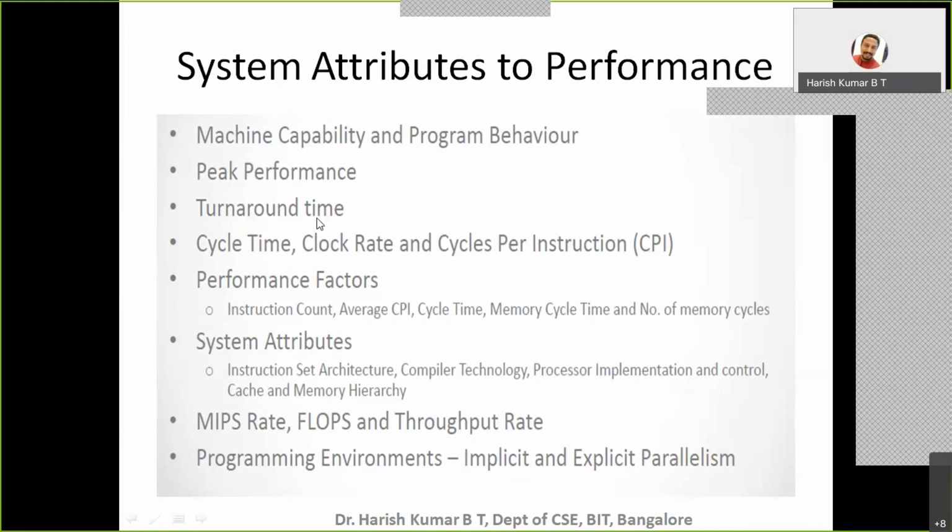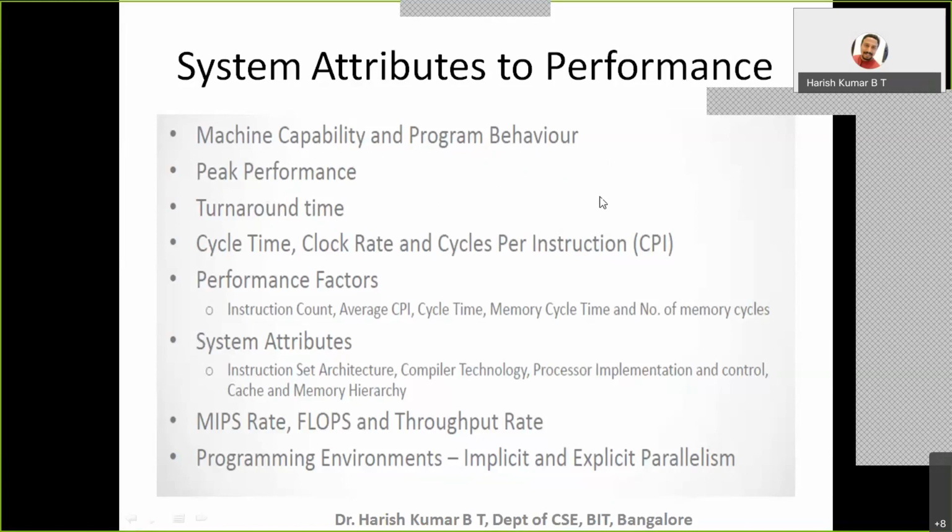There is something called turnaround time. I hope all of you know this turnaround time. What is turnaround time? It is the time taken by the program, from compilation till loading, executing, and giving you the final output. When I say compile time, load time, execution time, memory access time, and input output time, if you sum all these times, that gives you the turnaround time.